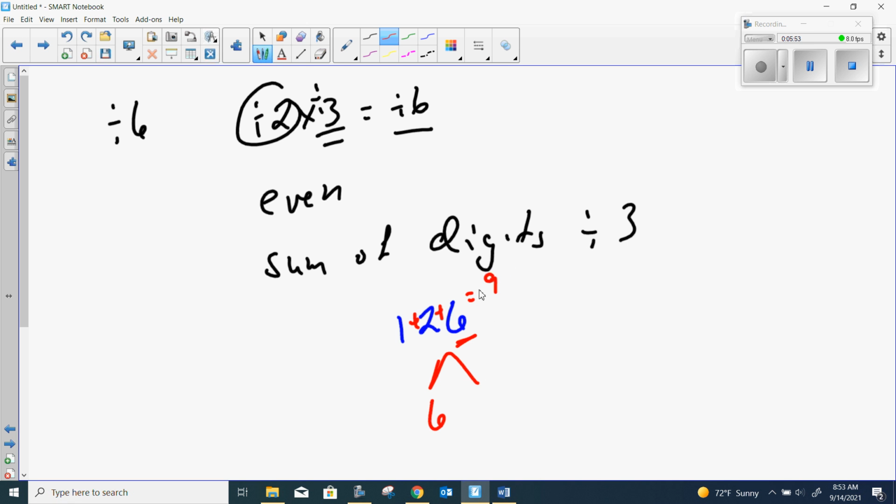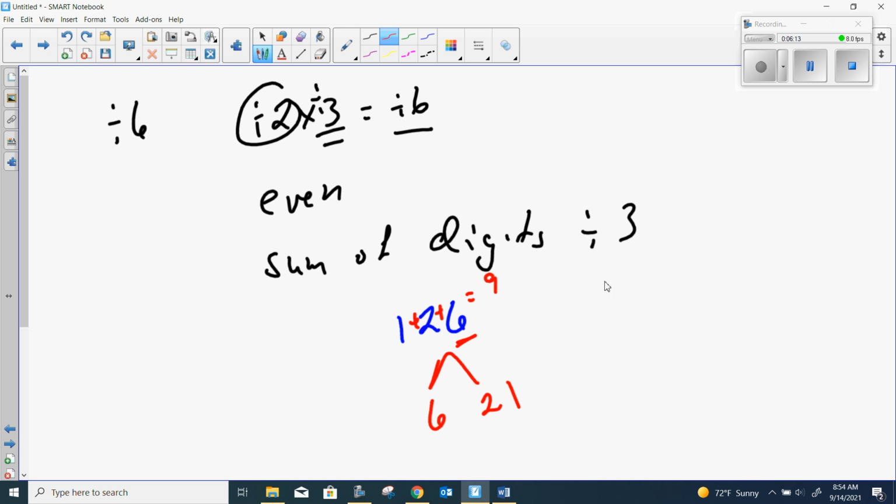So it's divisible by 3, meaning the sum of the digits is divisible by 3, and it's even, which means it's also divisible by 6. And when I divide this number, I get 21. So it does work that way. And all of a sudden now, instead of going 3 and 42, my numbers come much smaller, much faster. So I can use this shortcut as well.